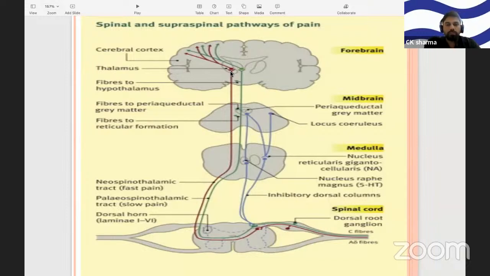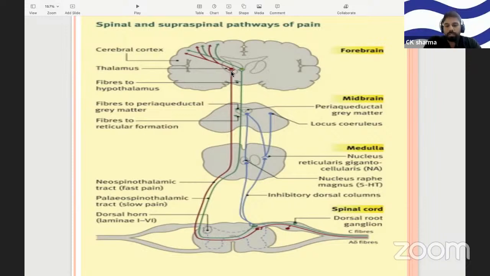From here, the tertiary neurons project to the somatosensory cortex, and they are responsible for conscious perception and memory of the pain, as well as its discrimination, that is location, intensity, or quality.